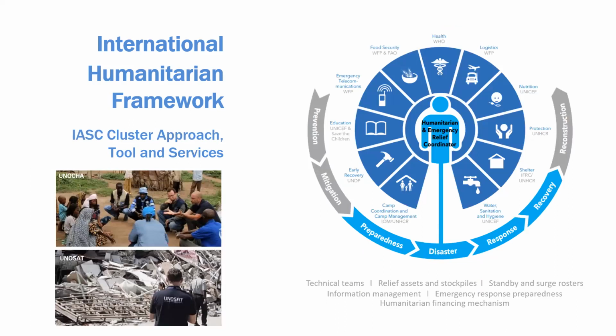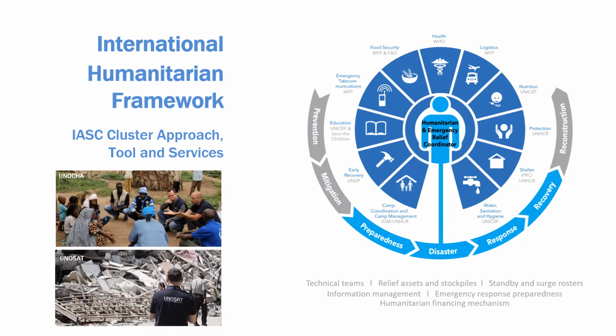In the IASC cluster approach, they have several tools and services to support the work under this mechanism. You see on the picture that each UN agency will respond in a different sector. For example, UNICEF responds in nutrition during the emergency response, UNOSHA responds in shelter, and UNDP responds in early recovery.